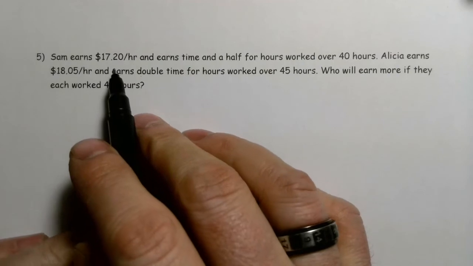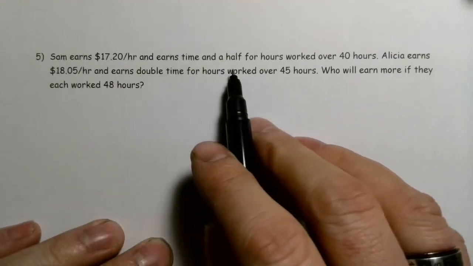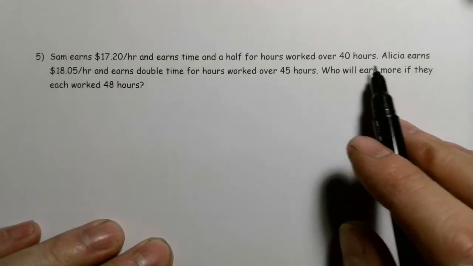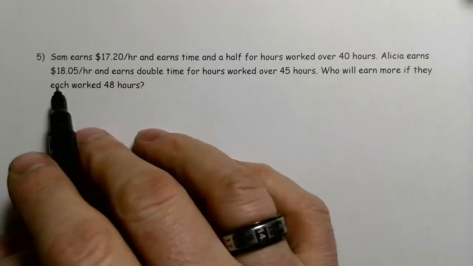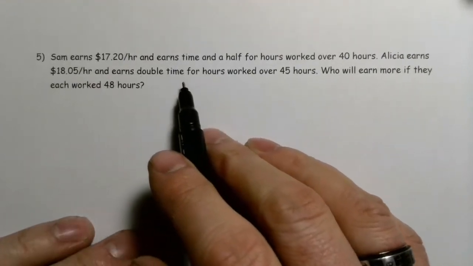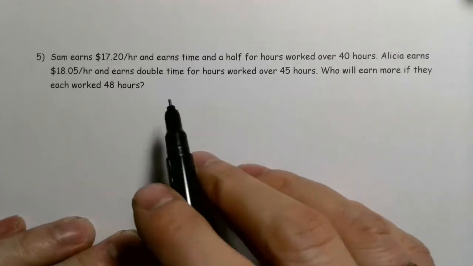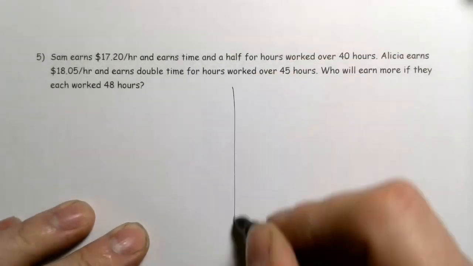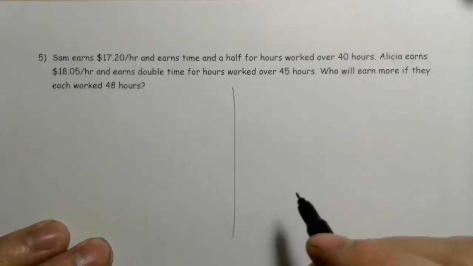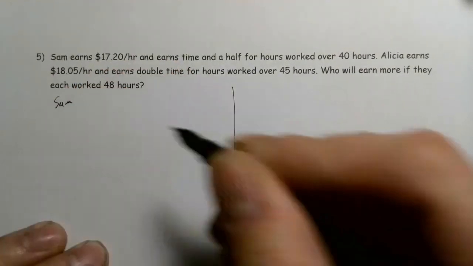Sam earns $17.20 per hour and earns time and a half for hours worked over 40 hours. Alicia earns $18.05 per hour and earns double time for hours worked over 45 hours. So who will earn more if they each worked 48 hours? Okay, well, let's just cut this in half here. So we'll take a look at Sam, and then we'll take a look at Alicia.